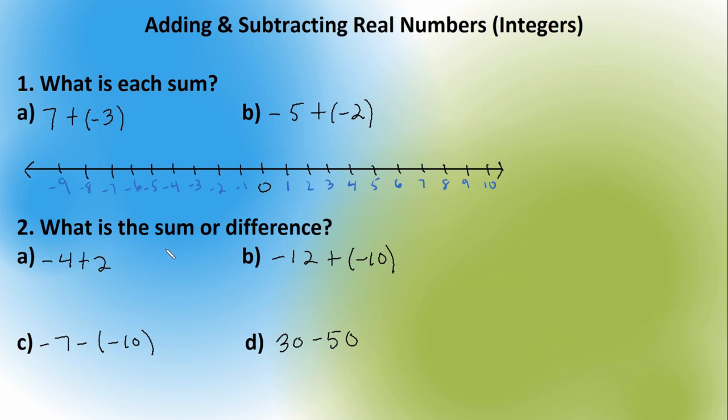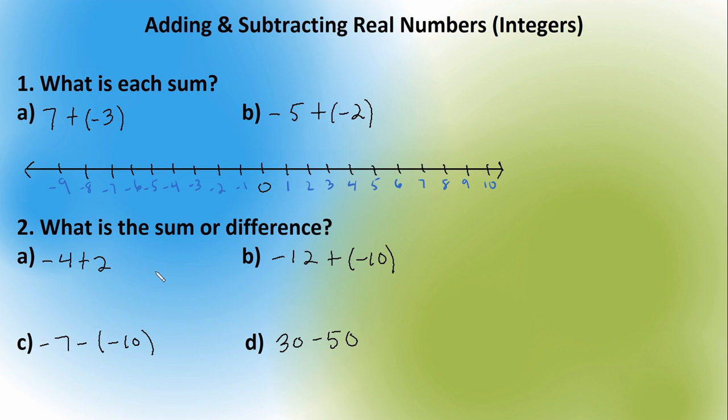All right, let's go ahead and get started. So when you're adding a negative number, you want to move in the direction to the left. Now, when you're adding a positive number, you want to move to the right. Okay, so let me show you how that works.